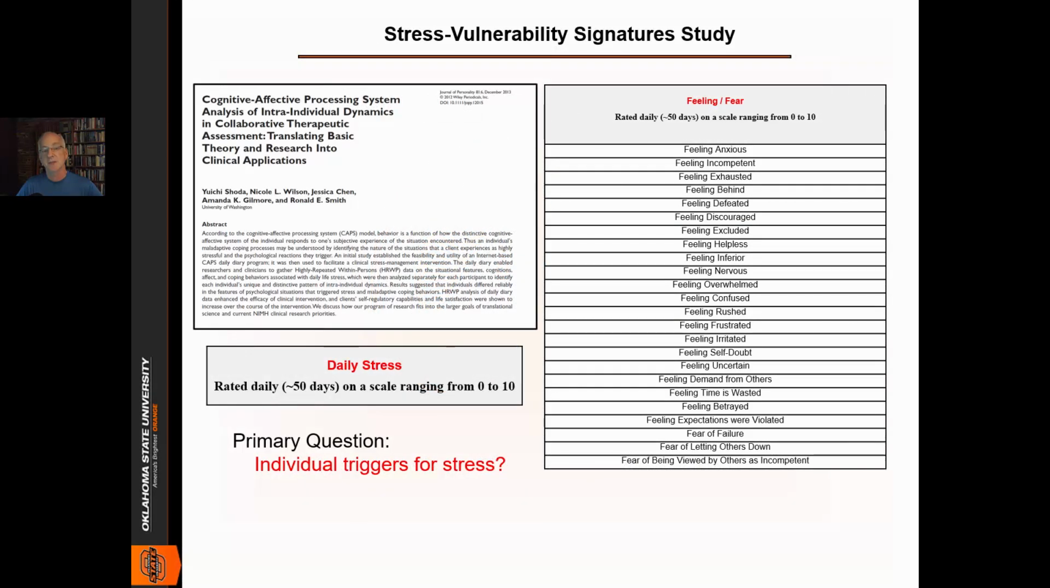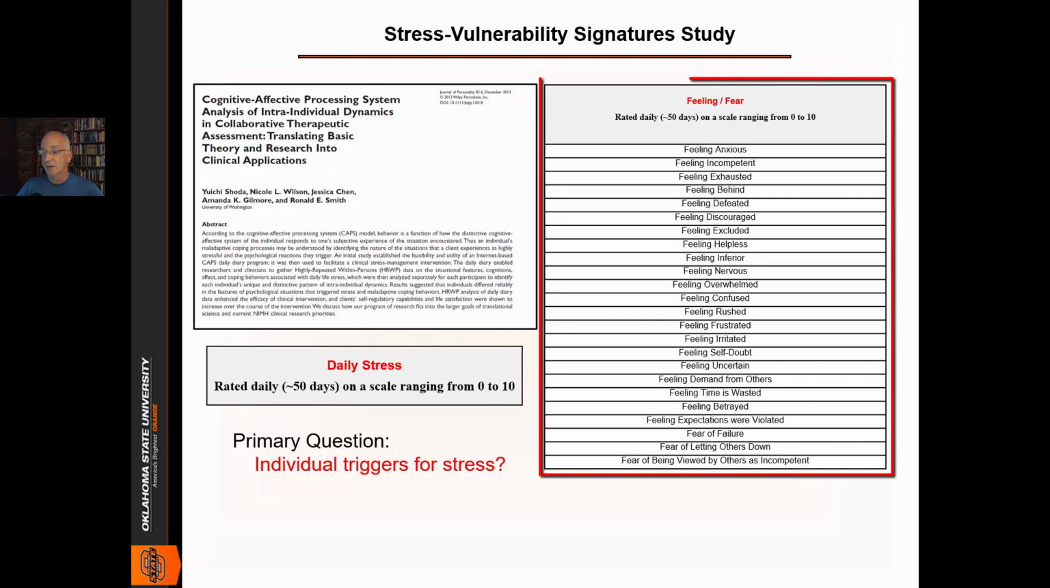Before looking at the efficient cause analysis in the OM software, let's first get acquainted with the study that produced the data that we're going to analyze. As you can see, this study was published in 2012 by Shota, Wilson, and colleagues, and they asked participants to rate their daily stress on approximately 50 consecutive days using a 0 to 10 scale, 0 indicating no stress, 10 indicating a high amount of stress.